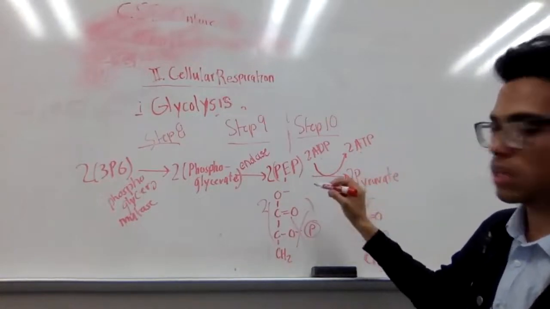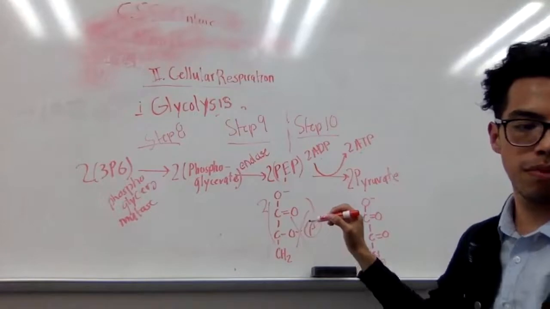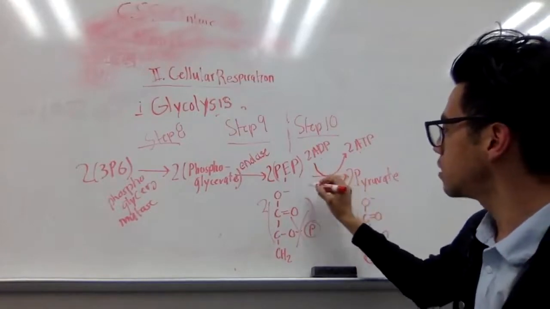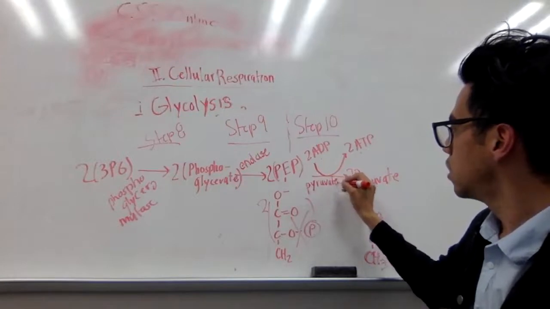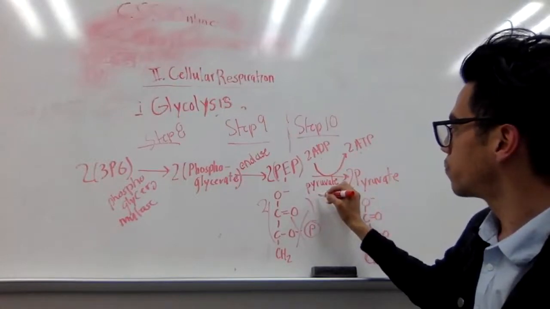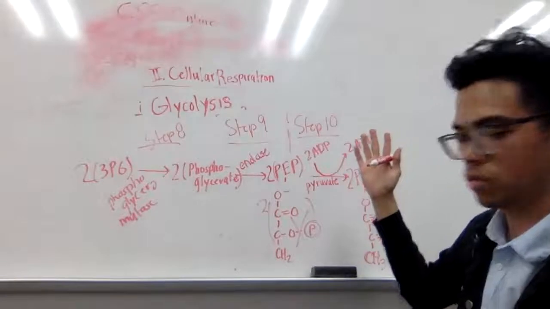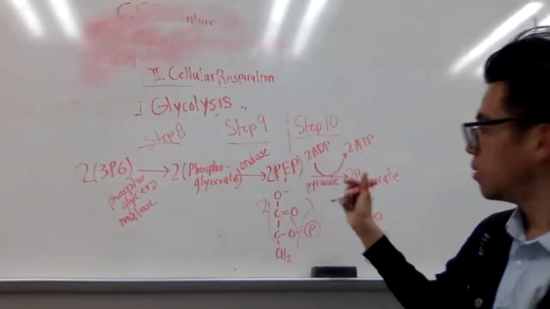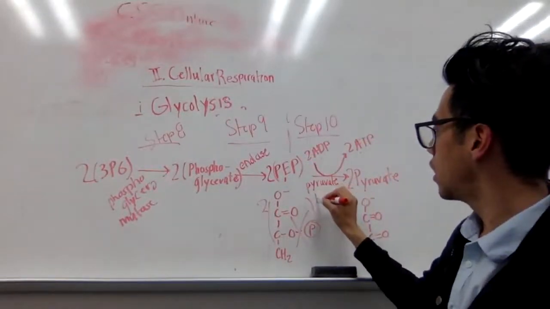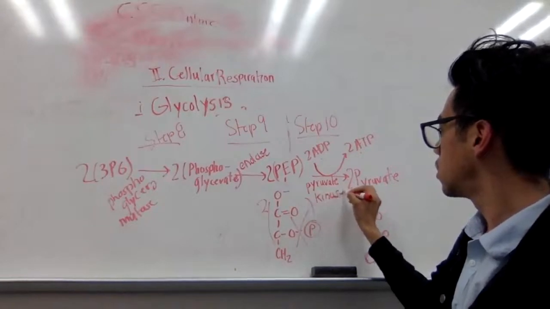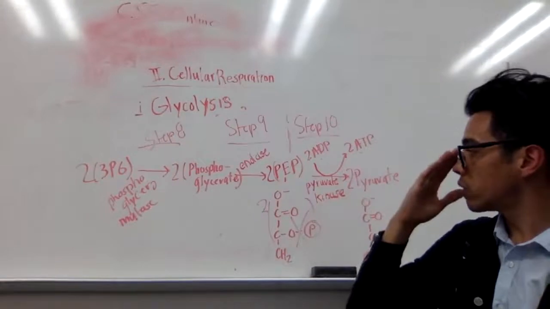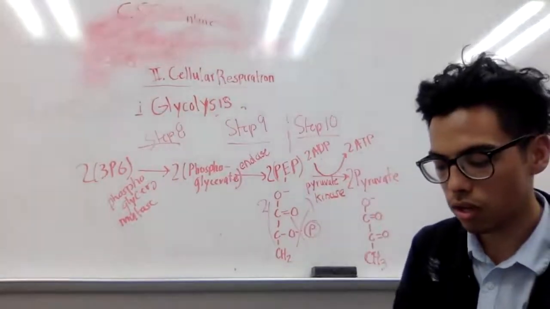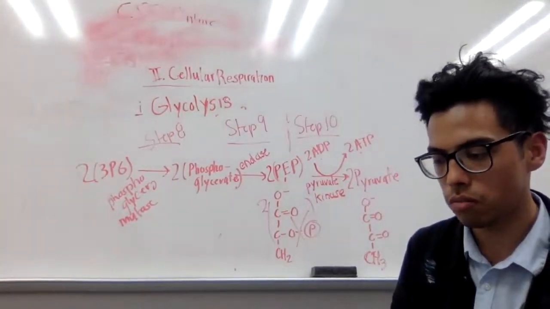And that's a very important step. And the enzyme is named after the product, pyruvate. What am I saying? Yeah, pyruvate kinase. So you're going to work with the enzyme pyruvate kinase, which is usually abbreviated as PK.